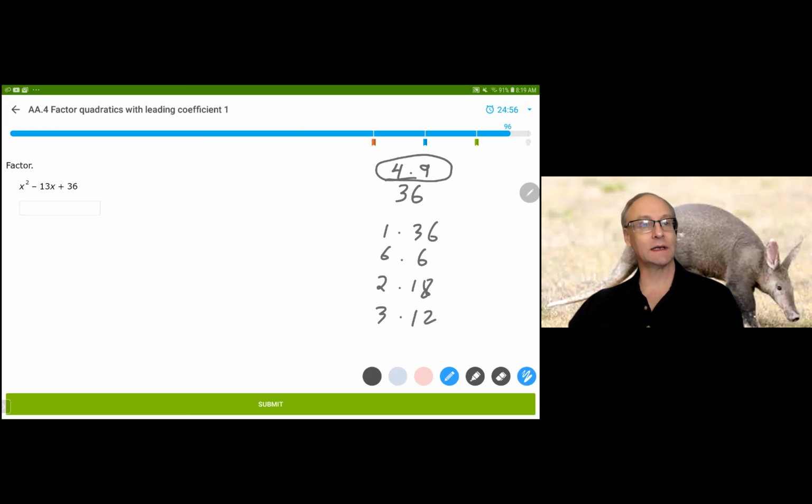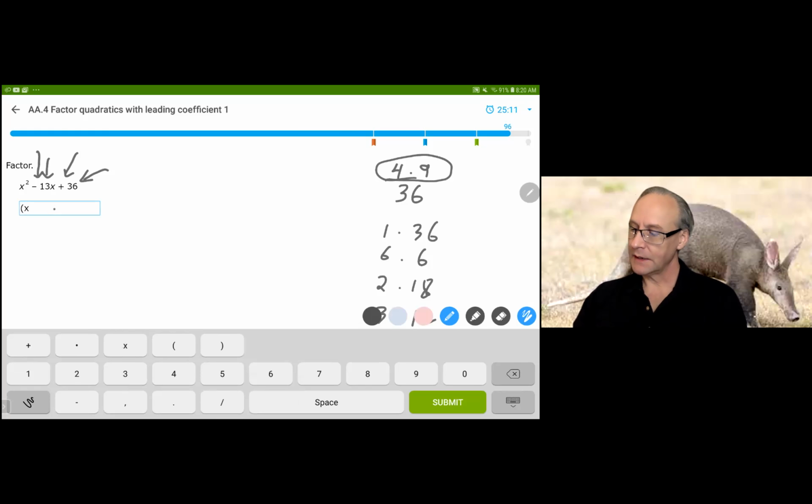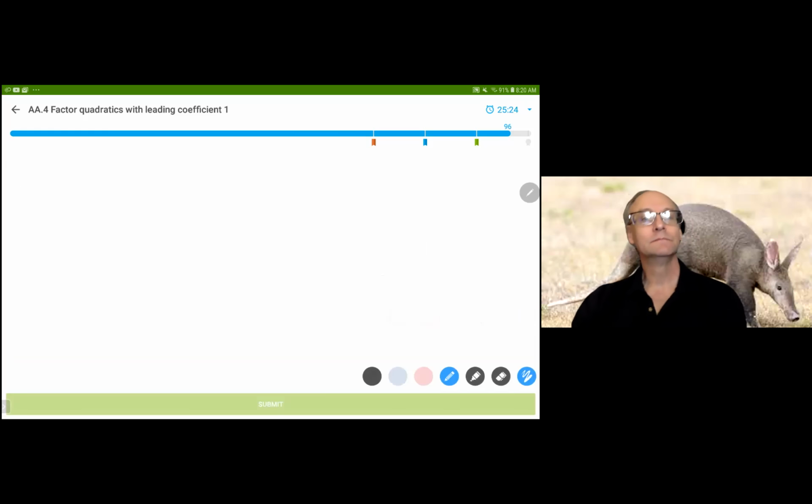And 4 times 9 is the product we want, because we want a product of 36 and a sum of 13, and the largest has to be negative. And of course, they actually both have to be negative. So we're talking about x minus 4 and x minus 9, which gives me my 36 and my negative 13 in the middle. And looks like we got about 2 or 3 more.